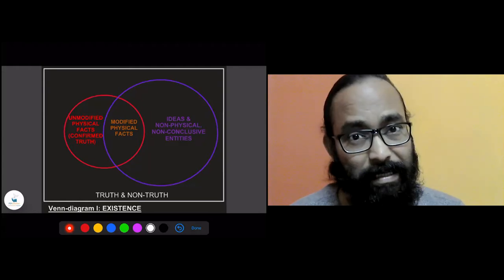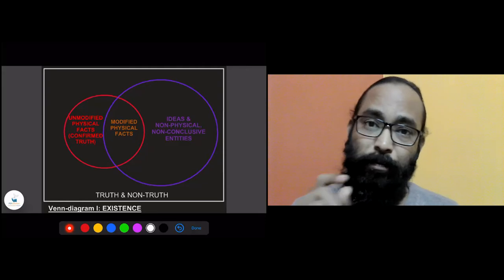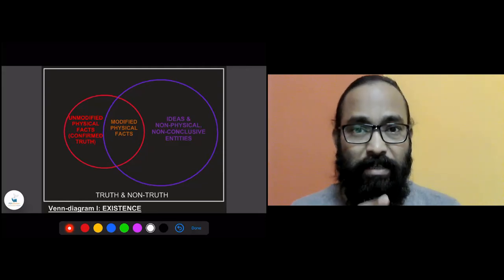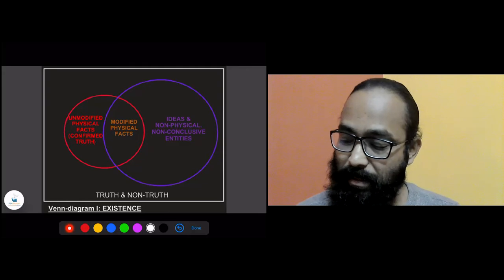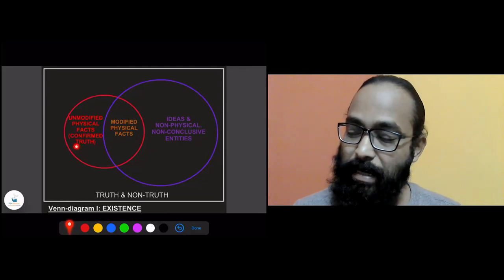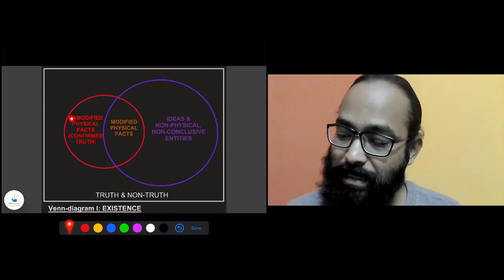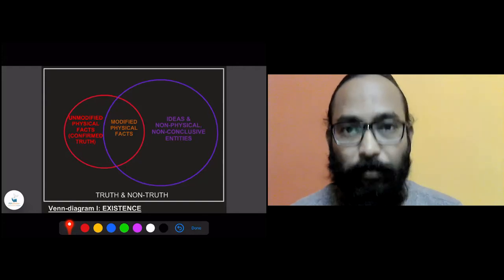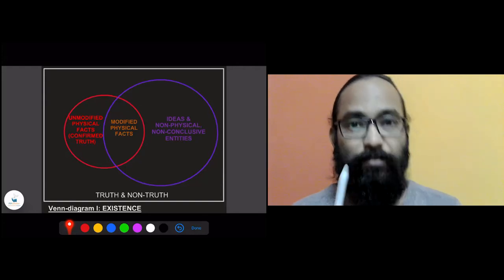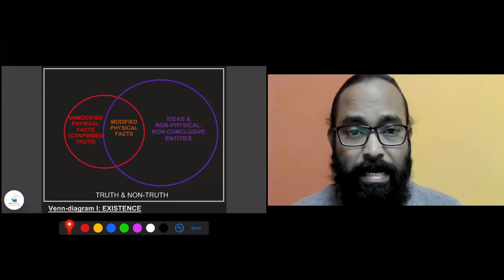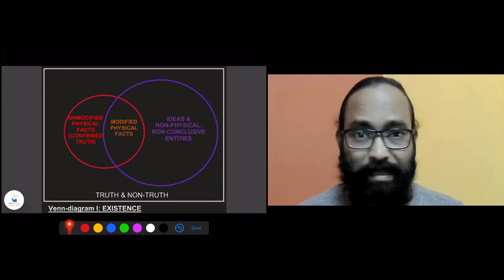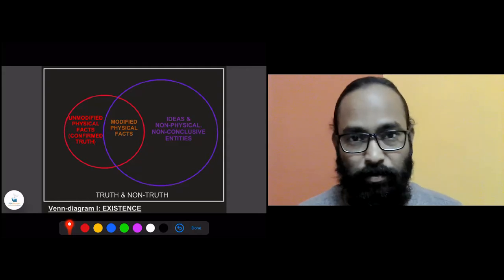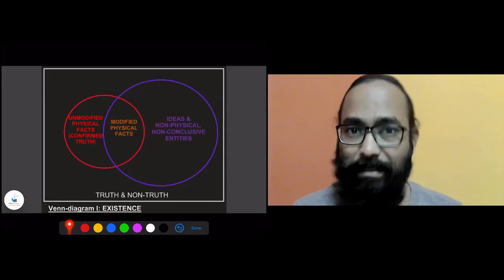And definitely there is some portion of truth for sure in any physical existence. Now in this Venn diagram, you see there is a red circle, and there is a violet circle. The red circle depicts that physical entity which has got a common perceivability, and that's why we call this truth for sure. Whatever exists, that's truth, and this physical entity is that existence, right?